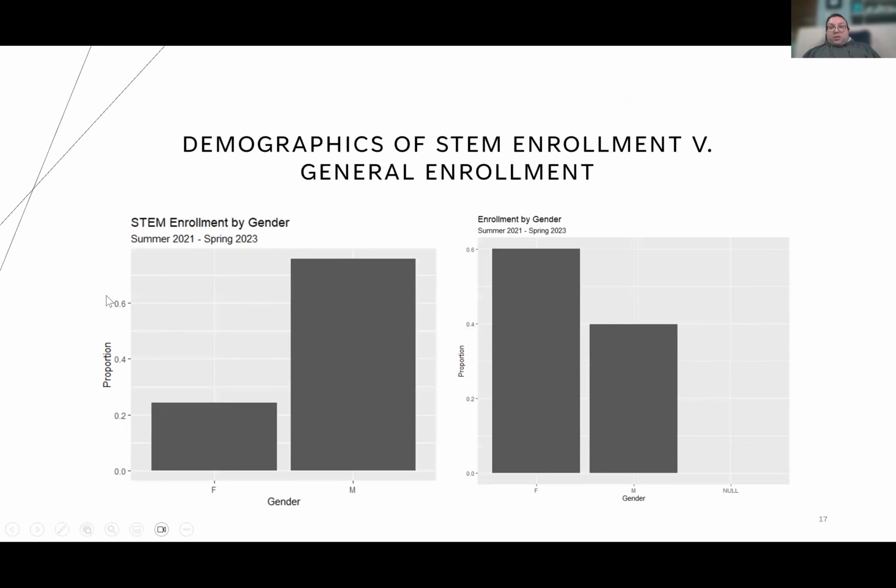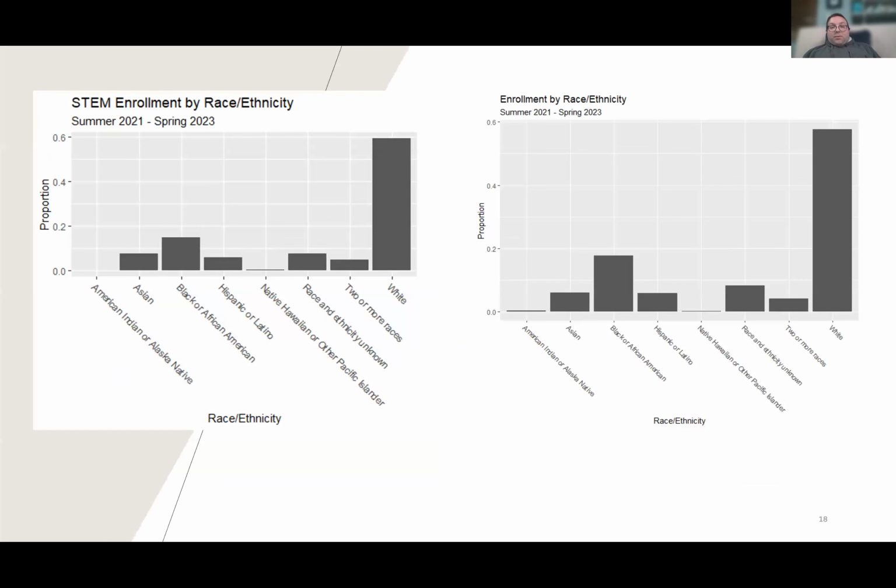A couple of things that I noticed: on the left is enrollment for STEM programs by gender, and the general population is on the right. So as you can see, the distribution looks very different. So I wanted to see if that was different. And just sort of intuitively, the two distributions for race look very similar to me. So I was curious about whether they were distributed similarly by race.